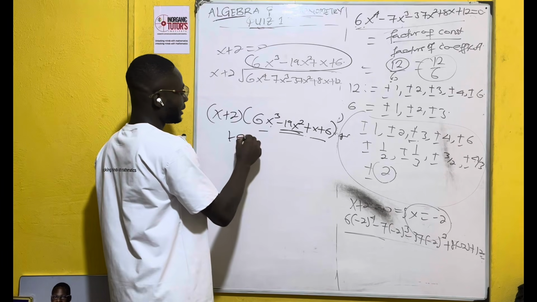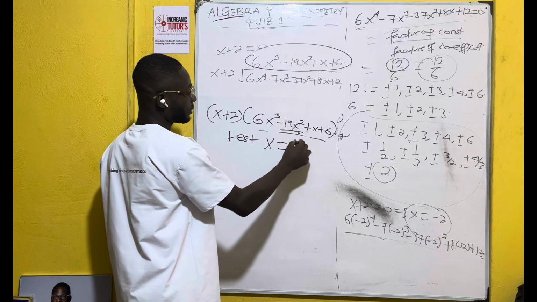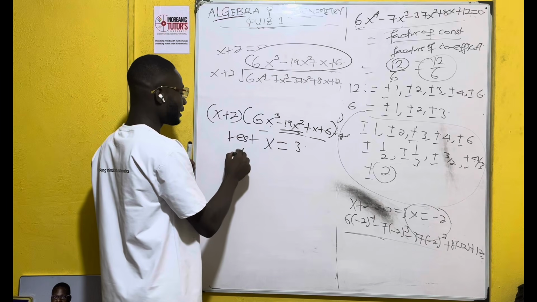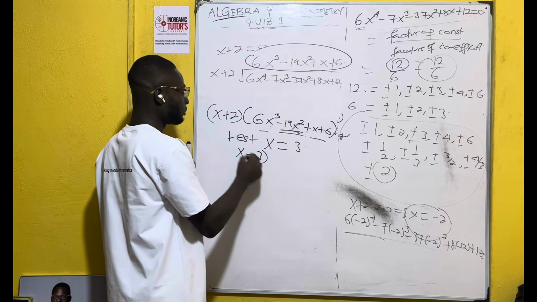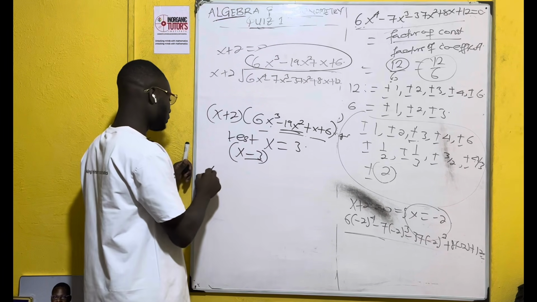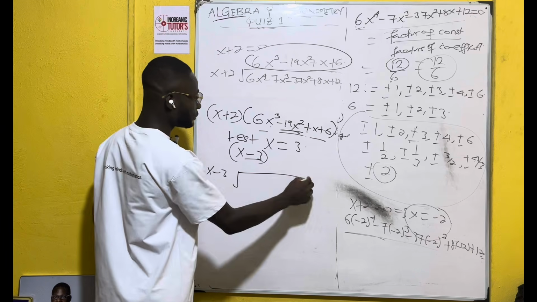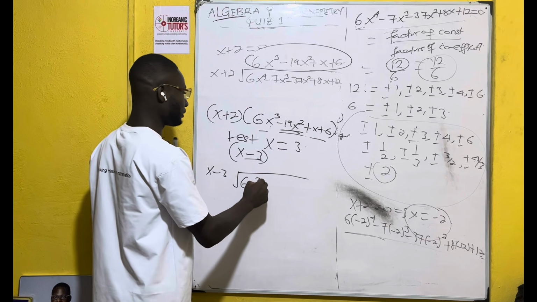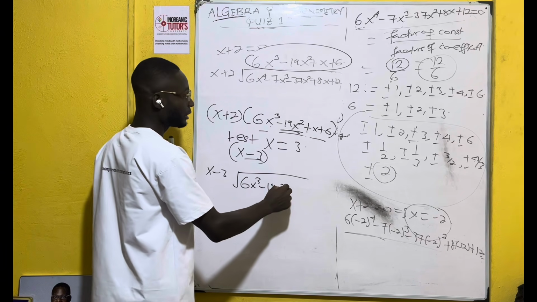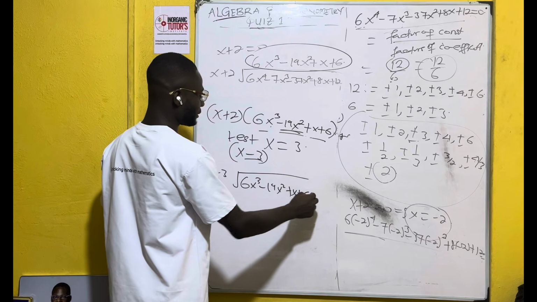So let's test s equals 3. That means that s minus 3 will be the factor, right? So we put that here, then we use the polynomial division, minus 19x squared plus x plus 6, right?